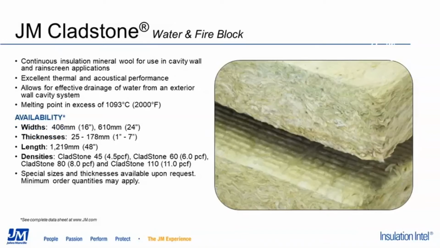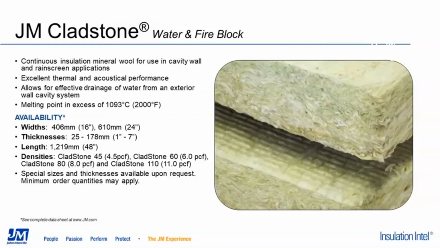And our last product that's on the outside of the building is our JM Cladstone. This product gets installed on the exterior of the building, outside of the exterior sheathing, typically your gyp board in a commercial construction, and that would be covered up by your exterior cladding, whether it be masonry, glass, stone, things of that nature. Cladstone comes in 4 different densities. We have our Cladstone 45, 60, 80, and 110. And as you can see on the screen, those are 4.5 PCF densities, 6.0, 8.0, and 11 PCF, depending on the application.